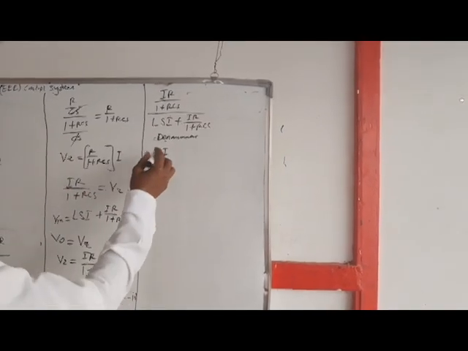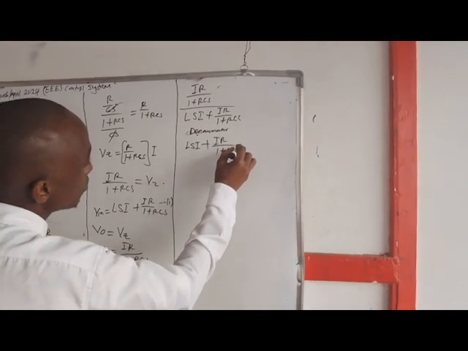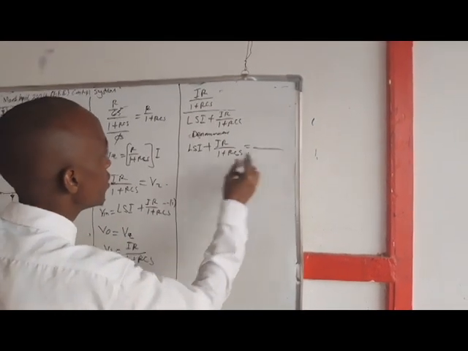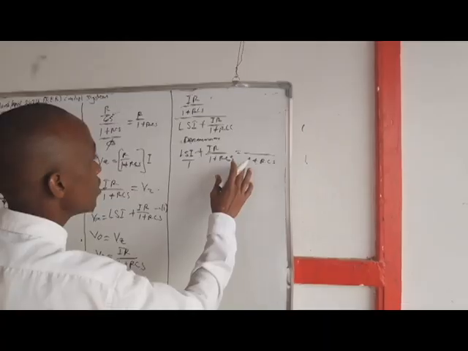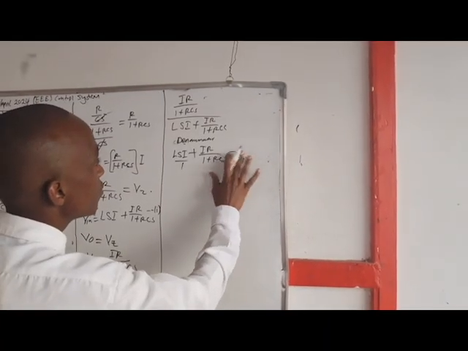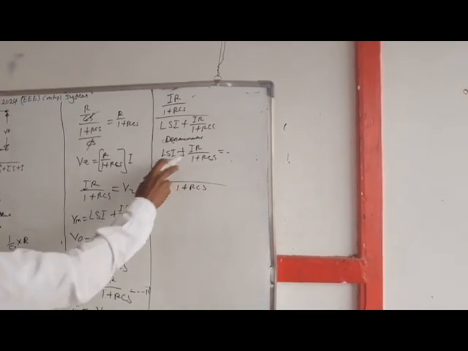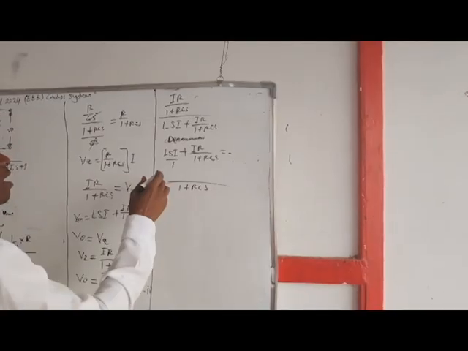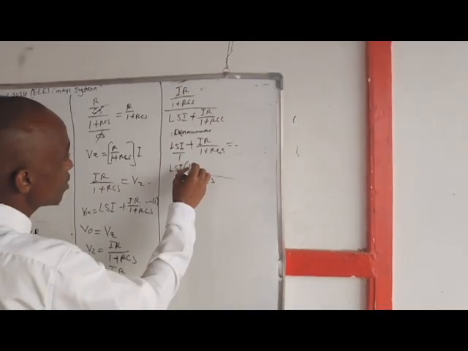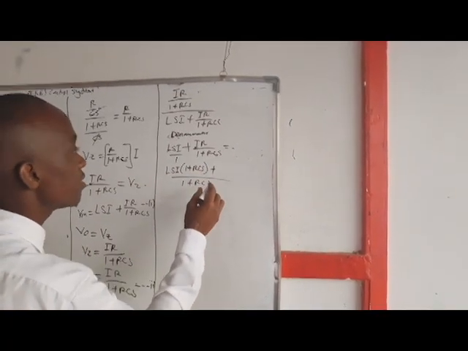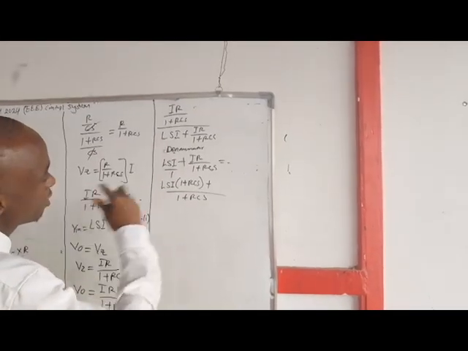LSI plus IR divided by 1 plus RCS. Take the LCM. The LCM is 1 plus RCS. Now 1 plus RCS divided by 1 is 1 plus RCS. Now what by LSI? So it's LSI into 1 plus RCS plus 1 plus RCS divided by 1 plus RCS is 1 times IR.